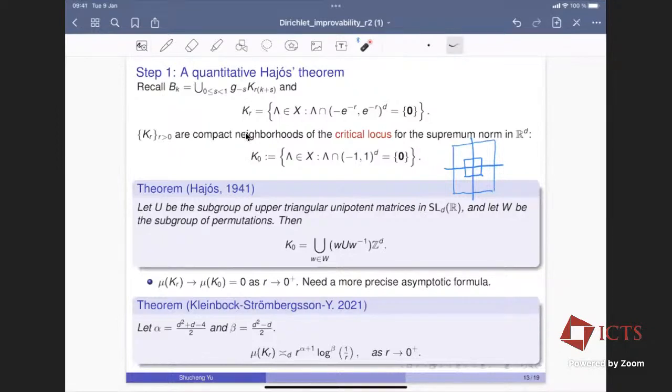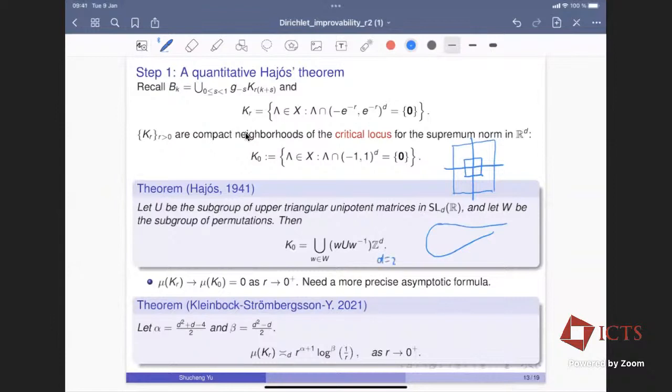And then the sets that we care about are some neighborhoods of the set K0, and for K0 we actually have a very precise description, which is given by Hajos. It says that if you let U be the subgroup of upper triangular unipotent matrices in SO(d,R), and let W be the subgroup of permutations, then the critical locus is exactly all the lattices represented by those upper triangular unipotents, and then you just permute all these lattices, and that's all you get for the critical locus. So in particular, we know that this is a singular set in our homogeneous space.